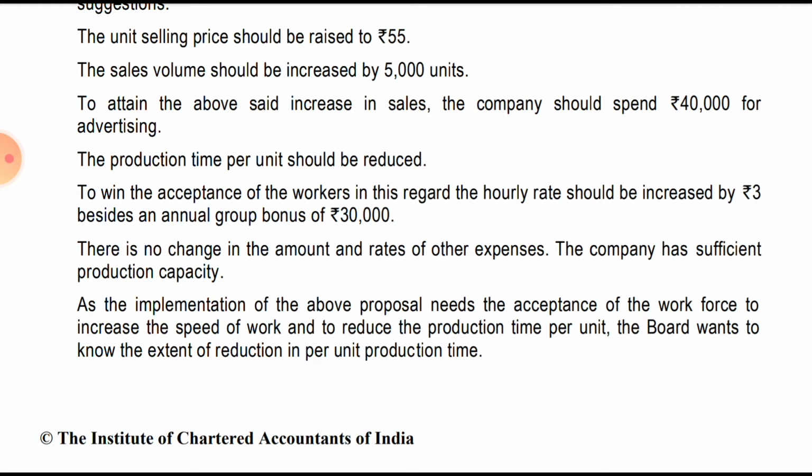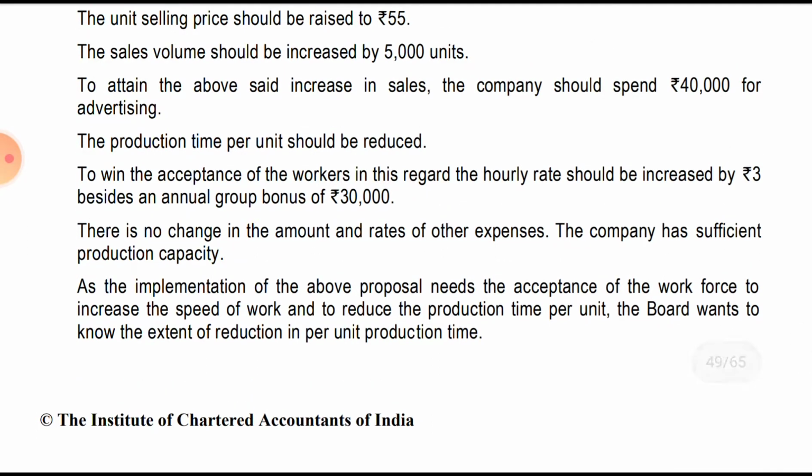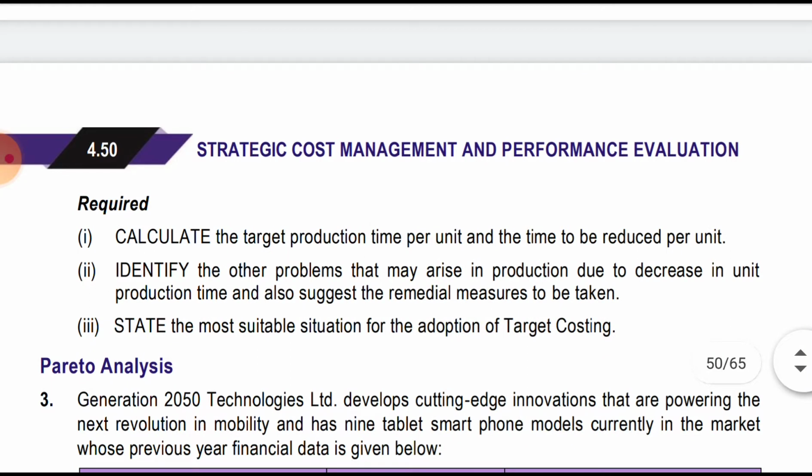The board wants to know the extent of the reduction in per unit production time. Currently it is 3, so to what extent it will be reduced, what will be the difference? Required: calculate the target production time per unit, and the time to be reduced per unit. So we have to first find the time, and then calculate the difference, that is 3 minus whatever figure we arrive at, which gives the time to be reduced per unit.